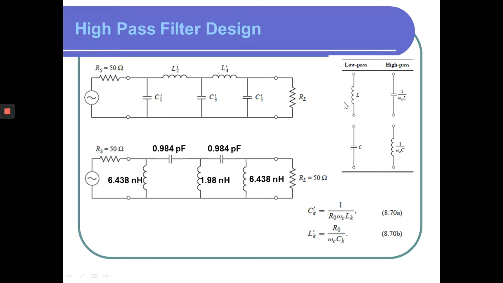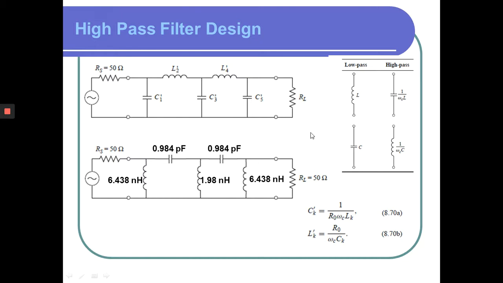pass prototype first, and then we converted according to this chart. If there is an inductor, it becomes a capacitor, and the capacitor becomes an inductor, and so on and so forth. And we use this equation, which is different from the equation we use for the low pass filter. This is 8.7, 0A and B. We use this one to find out these values. So it's just simple as that.